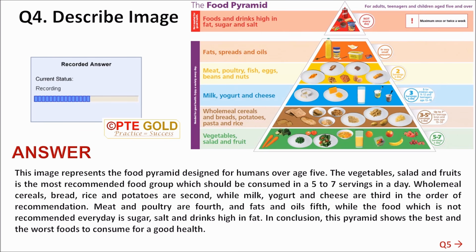the order of recommendation. Meat and poultry are fourth, and fats and oils fifth, while the food which is not recommended every day is sugar, salt, and drinks high in fat. In conclusion, this pyramid shows the best and the worst foods to consume for good health.